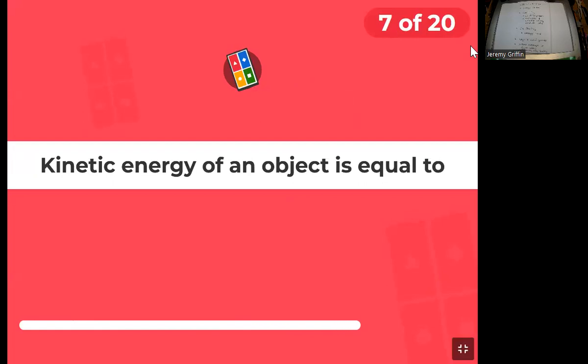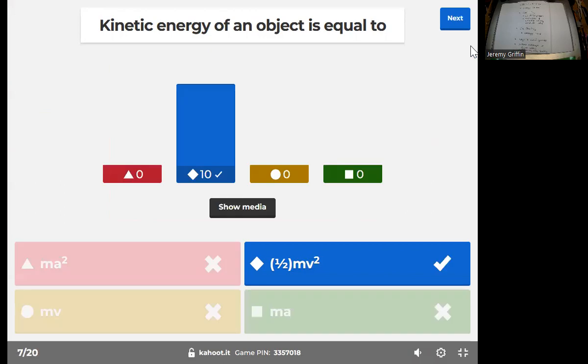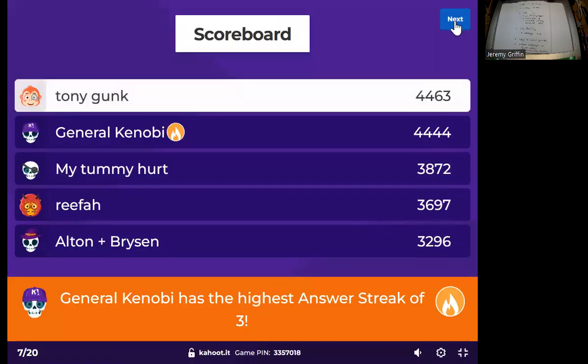Kinetic energy is equal to one half m v squared. Oh, everybody. It's on fire.